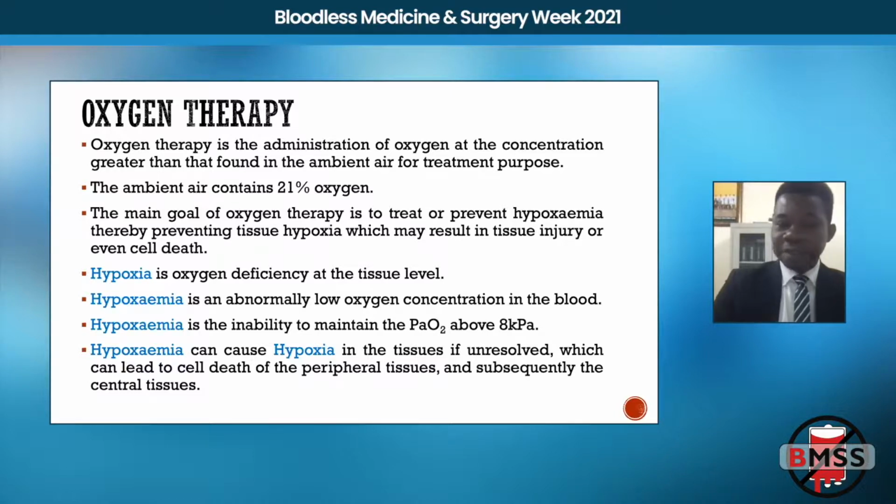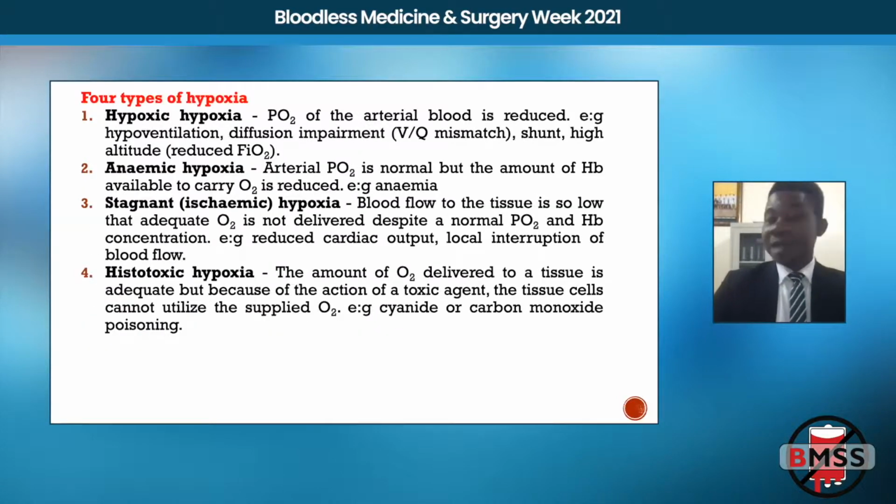Okay, so hypoxia simply tells us that there is oxygen deficiency at the tissue level. While hypoxemia helps us to understand that there is abnormally low oxygen concentration in the blood. In other words, the partial pressure of oxygen is lower than 100 millimeters of mercury or 13 kilopascal. There are 4 different types of hypoxia.